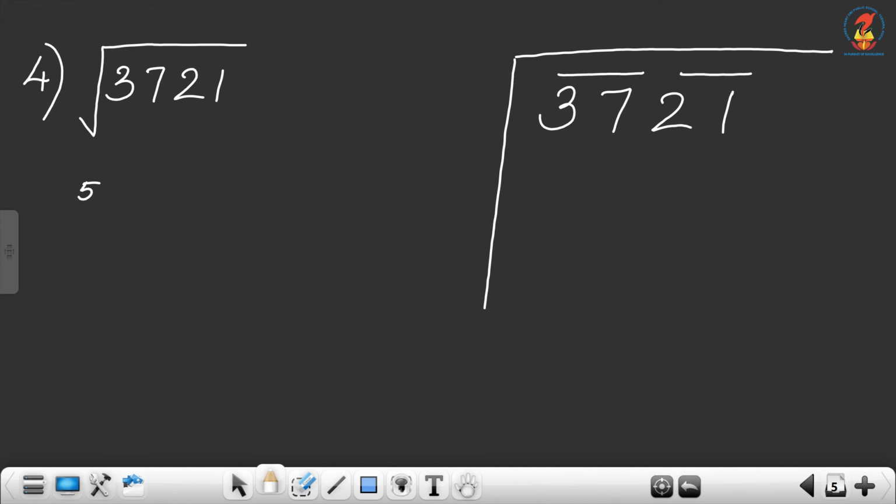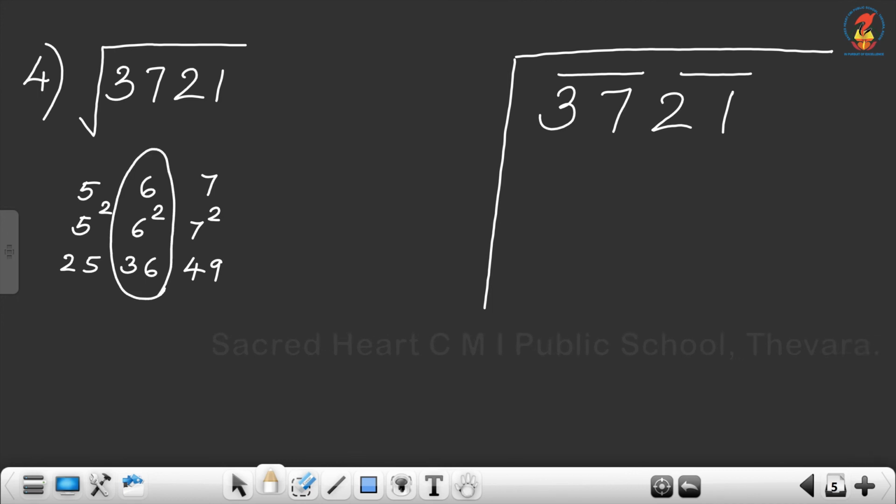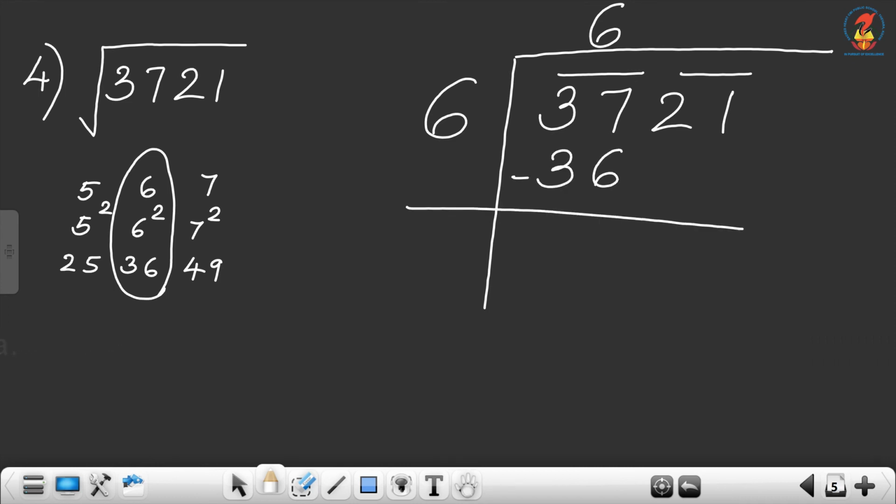Now if you take 5, 5 square is 25. If you take 6, 6 square is 36. And if you take 7, 7 square is 49. So which number do we have to take? You have to take 6, because 6 square is 36, which is less than 37. So we will take 6 as the new divisor, then this 6 will come in the quotient also, first digit in the quotient. 6 into 6, 36. Now 37 minus 36, 1.